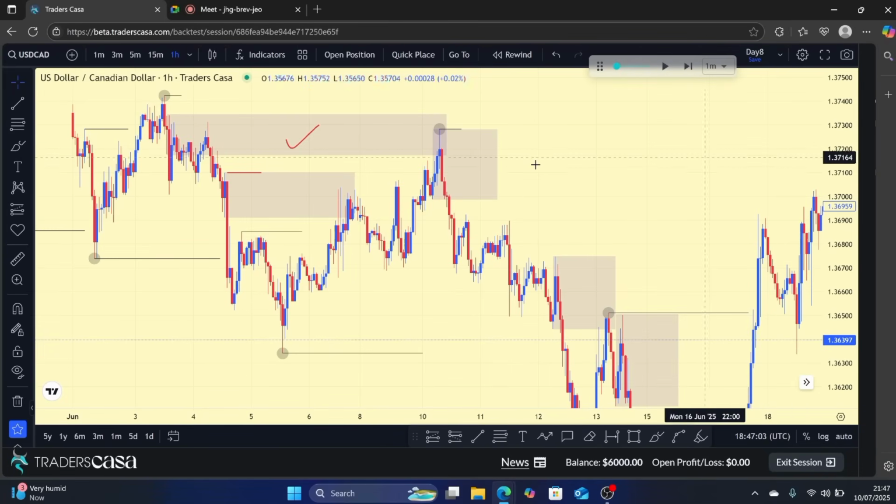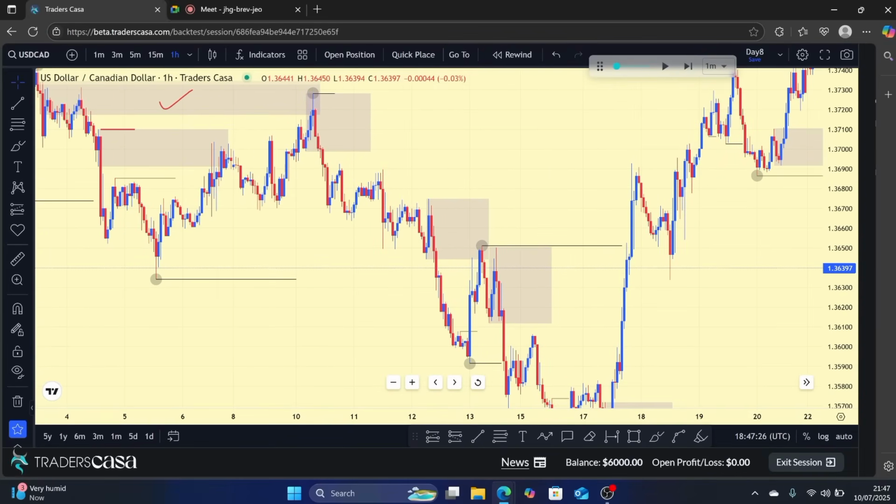After that, price mitigated the extreme POI. I don't know if there is some noise on my side, because it's raining on my side. So if you hear too much background noise, just know that it's raining on my side.